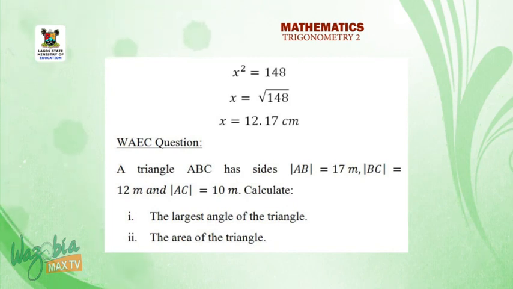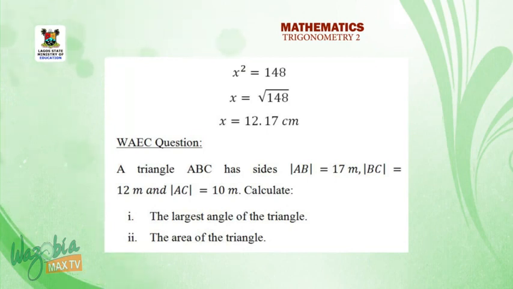The second question I have here is a WAEC question. It says a triangle ABC has side AB at 17 meter, BC is 12 meter long, and side AC is of length 10 meter. Question 1: calculate the largest angle of the triangle. Question 2: find the area of the triangle. Based on what we did in the last segment, I want you to find out the area of the triangle, and you can get back to us on our social media handle.